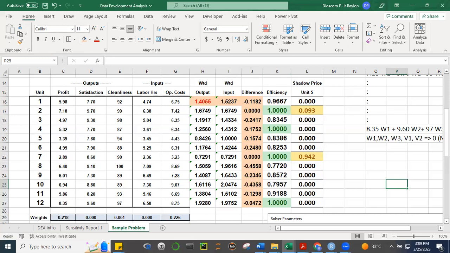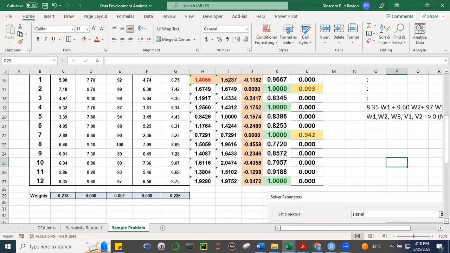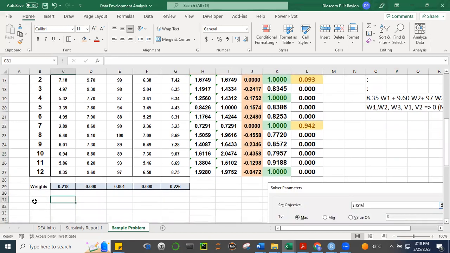Okay, so how do we show that? We compute the profit, satisfaction, cleanliness, labor hours, and operating cost of our Frankenstein unit. Let me do that here. So this is for unit 5. The linear combination is even better than unit 5.